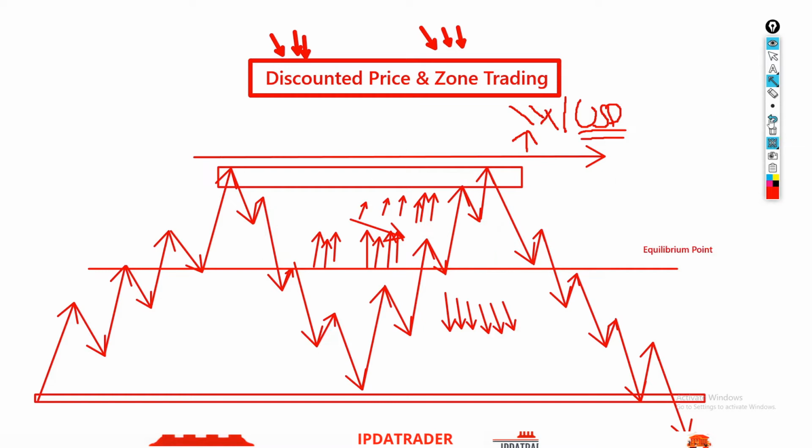So yeah, that's pretty much it in terms of discounted prices, right? What I want you to understand is that you don't want to be buying above the equilibrium point because that's expensive, and you don't want to be going against the algorithm because the algorithm at the end of the day is what prints the candles, and you don't want to be trading against that, right? So you actually want to be looking for sells.